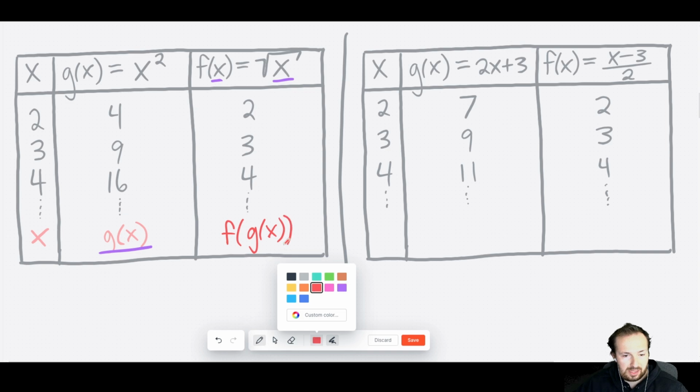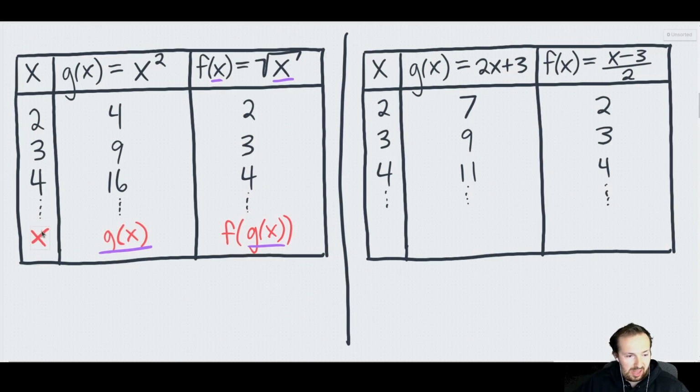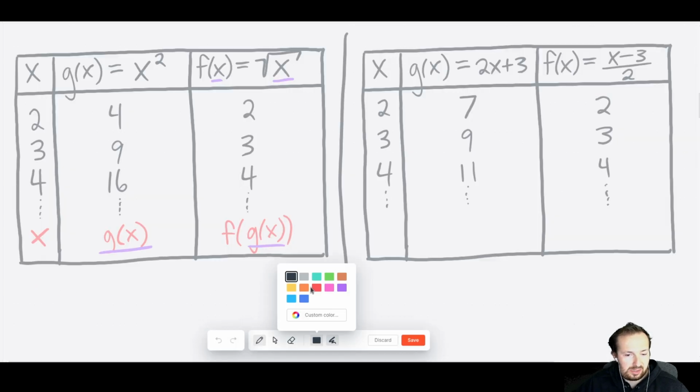We're taking the entire input g of x, the output from the previous stage, and we're just stuffing it as the input into the second stage. And here's the key. If the number that we start out with over here is the number that we end up with over here, then these two functions really are inverse functions. And you can see in this case they really are, because if you plug in x, you'll get x squared for g of x.